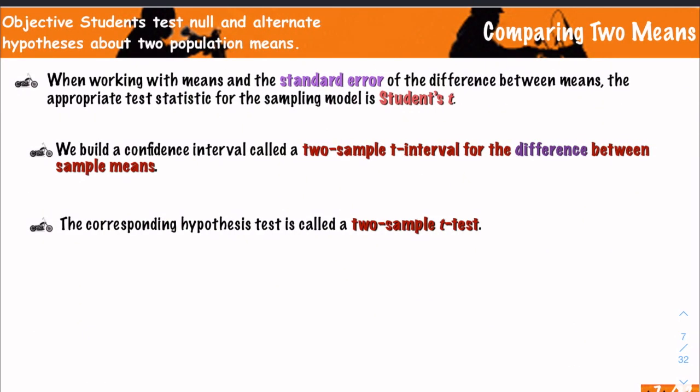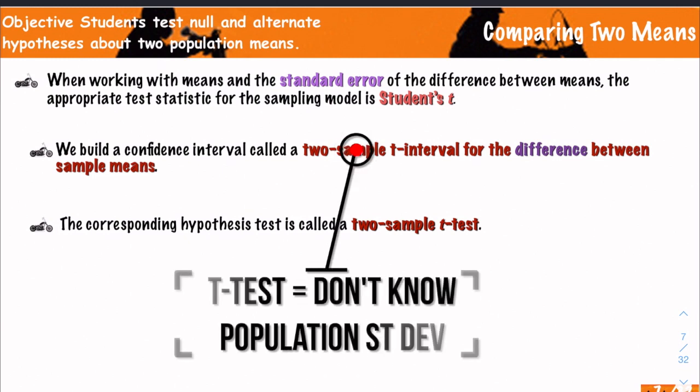When working with means and the standard error of the difference between means, the appropriate test statistic for the sampling model is Student's t. We build a confidence interval called a 2-sample t interval for the difference between sample means, and the corresponding hypothesis test is called a 2-sample t-test. So when you don't know the population standard deviation, we're going to use Student's t interval and Student's t-test.